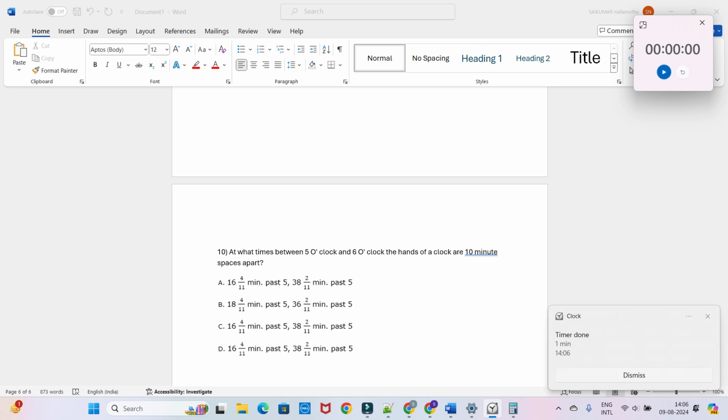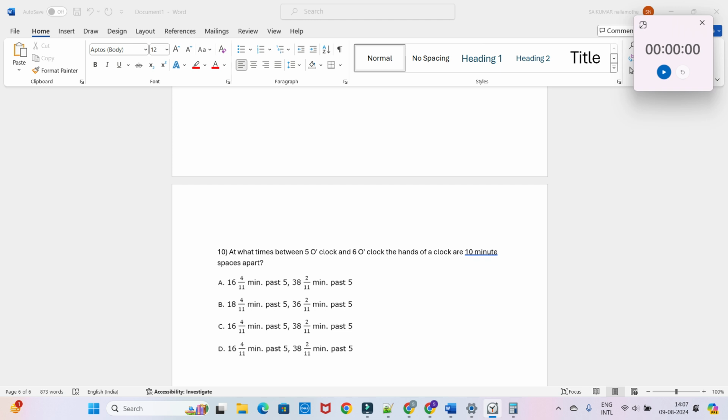Your time's up. So let me show how it's done. Here we need to find two things. Between 5 and 6 o'clock, the hands of the clock are 10 minutes space apart. So we need to find behind the space and ahead of the space.